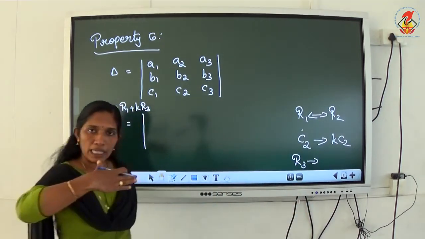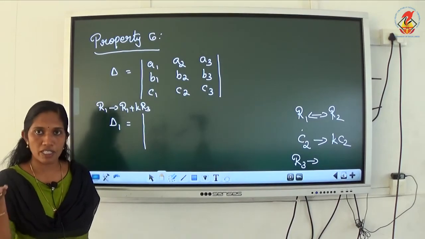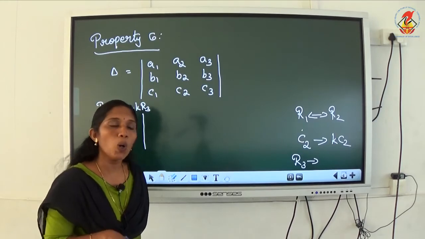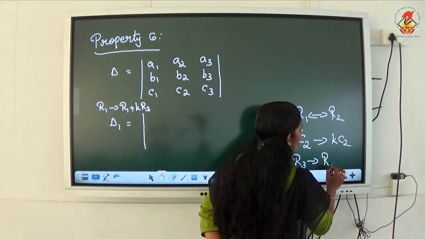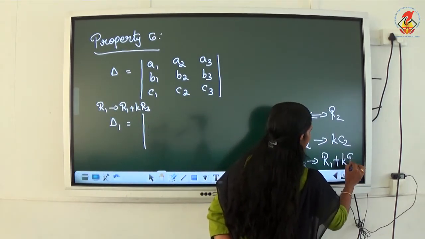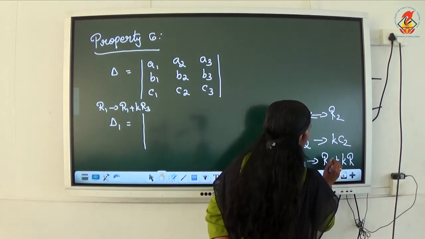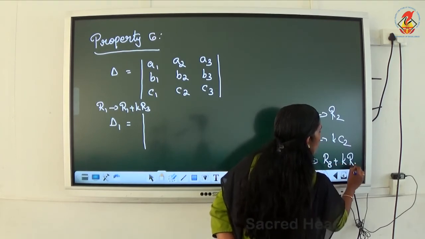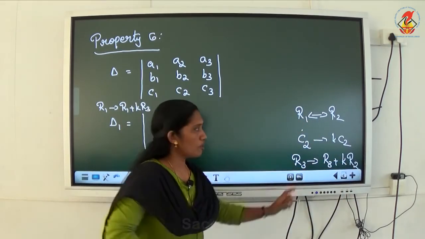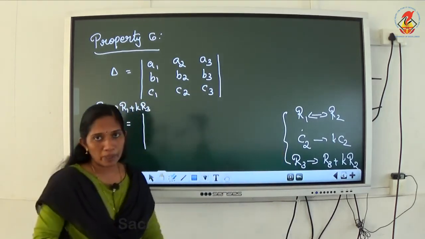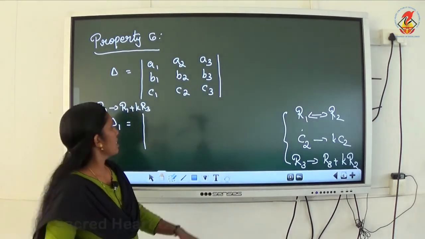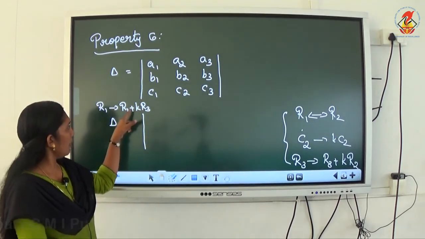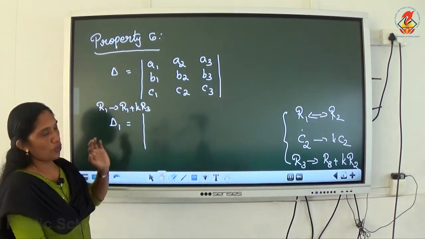The last one is to multiply all the elements of a row or column by a constant, then add these elements to the corresponding elements of any other row or column. So we can write like this, R3 goes to R3 plus K R2. This type of operation is possible. These are known as elementary operations or elementary transformations. Same here, I applied: multiply the last row by K, then that is added to the first row.